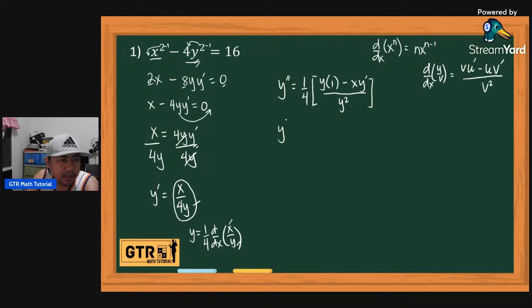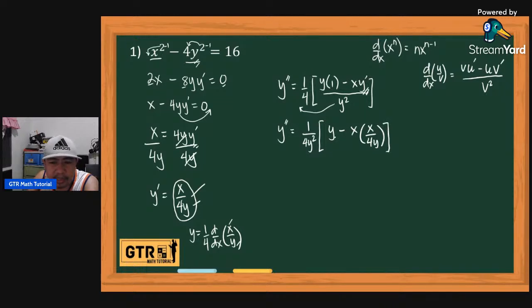Okay, so simplify. So we have y double prime equals, so let us put a y squared here. So we have 1 over 4y squared, so that we don't have a complex fraction. So we put y squared here. And then substitute the value of y prime. The value of y prime is x over 4y. So we have y times 1, so that is simply y minus x, and then times y prime, so that is x over 4y. Okay?